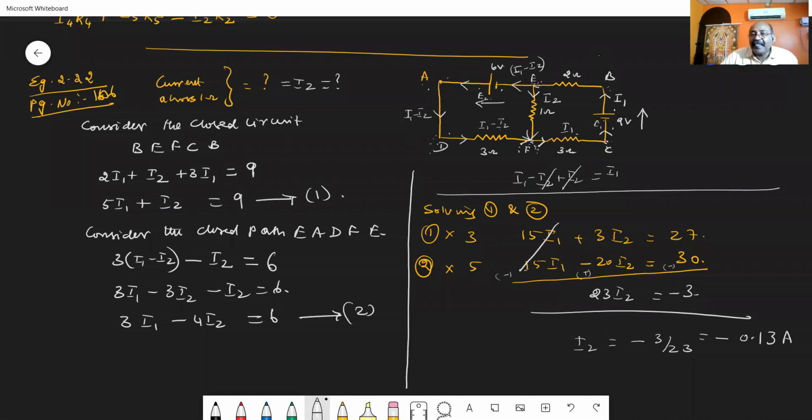So I2 is approximately minus 0.13 ampere. You are asked to calculate only the current through the 1 ohm resistor. The current through 1 ohm is I2. Therefore, I can write the current through 1 ohm is equal to I2, which is equal to minus 0.13 ampere as the answer. Hope you have understood what I have told here.